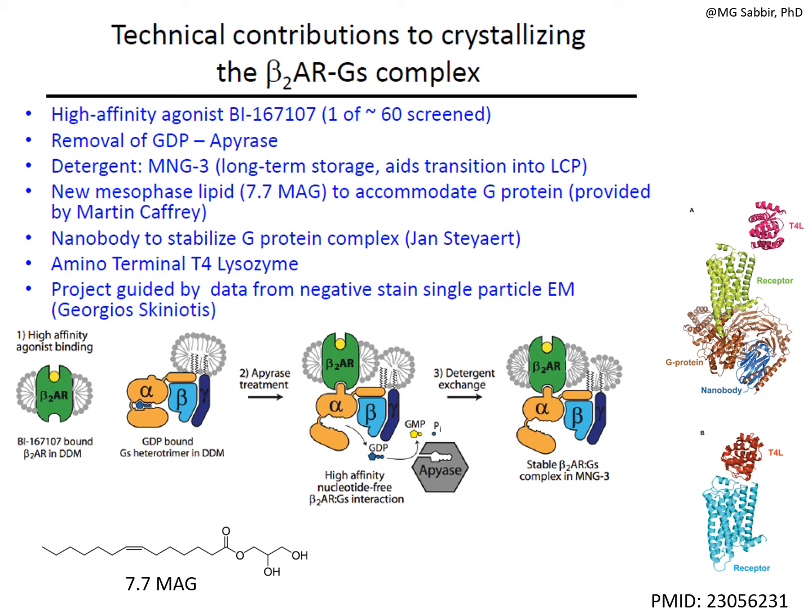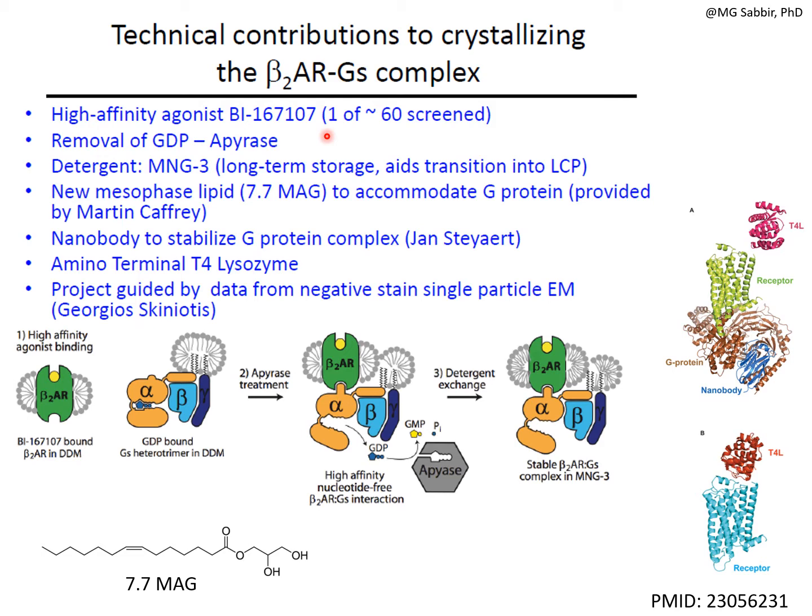Now, this slide lists a number of factors that contributed to the crystallization of the beta-2 adrenergic receptor GS complex. The first factor is the discovery of a high affinity agonist named BI167107. Now, the binding affinity is the strength of the binding interaction between a ligand and a receptor.